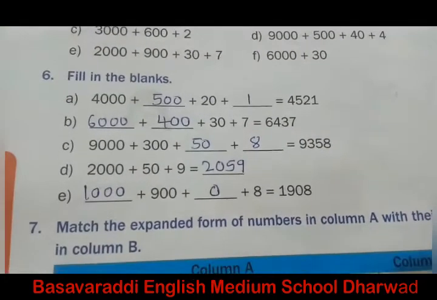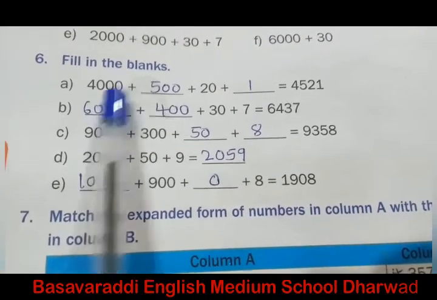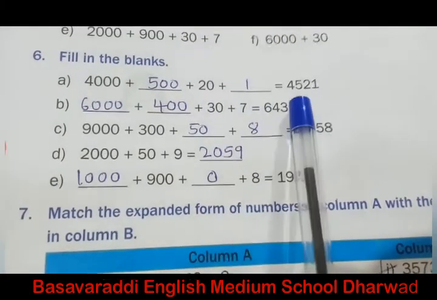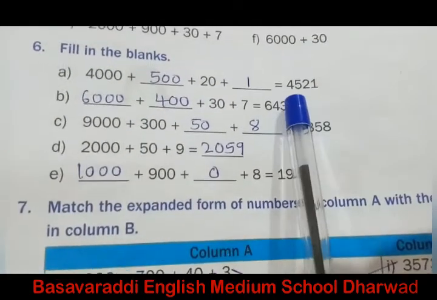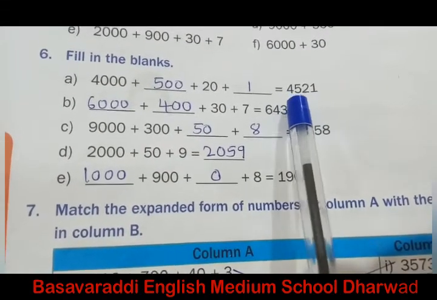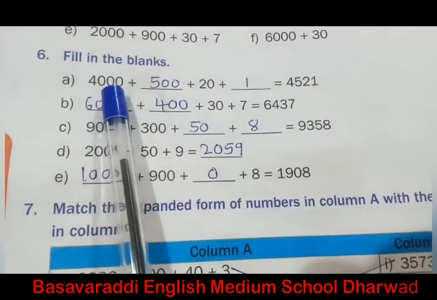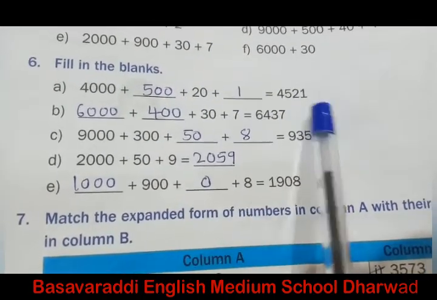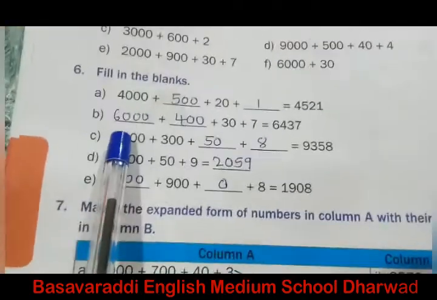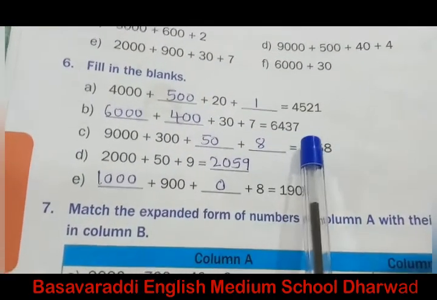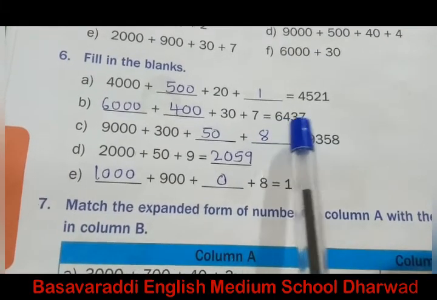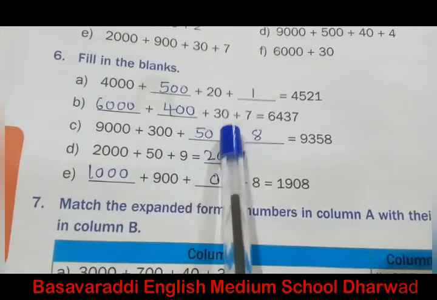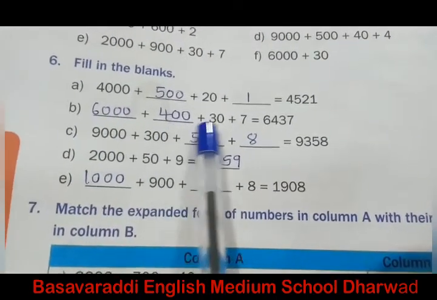Some are missing here. See, here it is 3 zeros and 1 zero is there, and this one is also missing. 4000 is there, and 100 is that 5. 500, the 100 place is 5, so we are writing 3 zeros, 2 zeros, 1 zero. 520 is there, and plus ones place what? That is a 1. Here it is what? 6437 they are asking. They are telling 6437. 6000 plus 400 plus 30 plus 7. 3 zeros, 2 zeros, 1 zero.